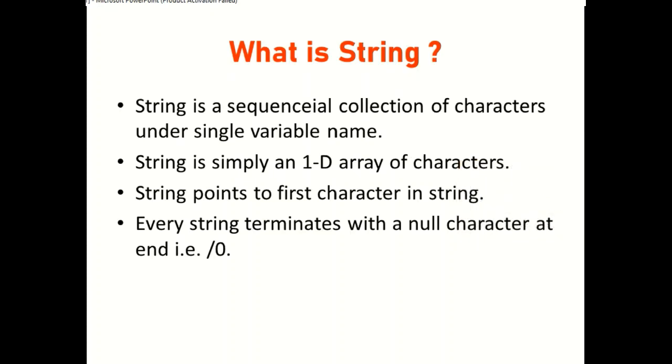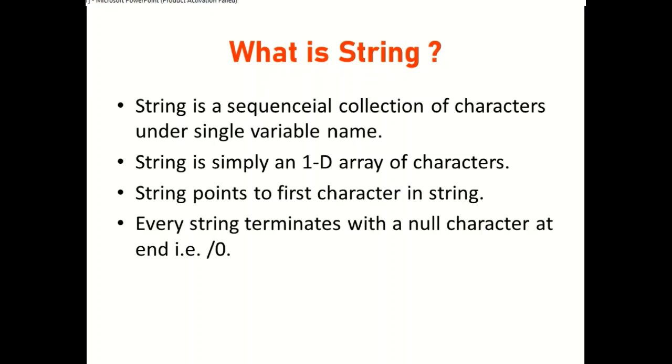What is a string? A string is a sequential collection of characters under a single variable name. It means that a string is a collection of characters which are stored in a sequential memory location under a single variable name. Any string can be accessed by a single variable name. A string is simply and only an array of characters. We can imagine a string as an array of characters in which characters are stored in place of numbers, unlike what occurs in an array.